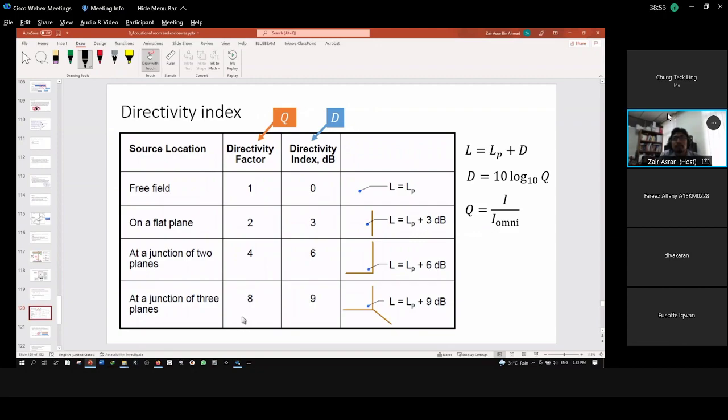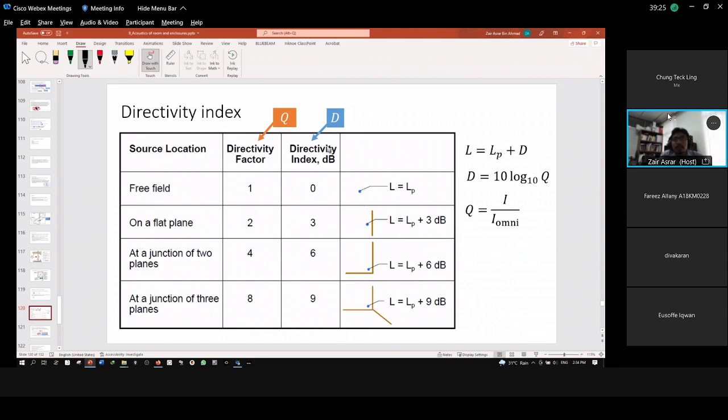All right. So we can also calculate what we call the directivity index from Q. The directivity index D in dB is equal to 10 log 10 Q. So what's the use of this directivity index? We can use this directivity index to find the resultant sound pressure level when the sound source is put at a certain location in the space.